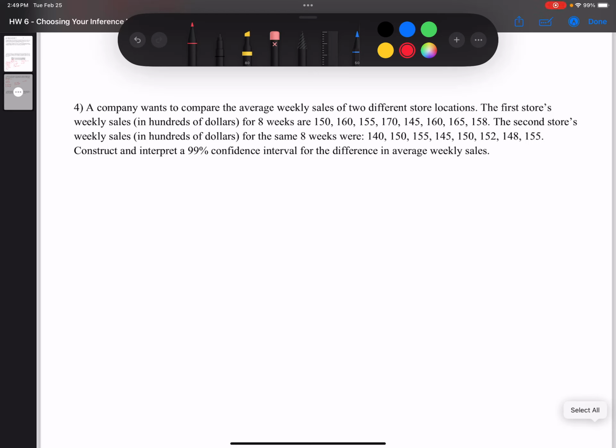All right, so this one wants us to do a confidence interval for the difference in average weekly sales of these two stores. So we're looking at a difference in means, and we're doing a T interval. Okay, so this is a 2 sample T interval.